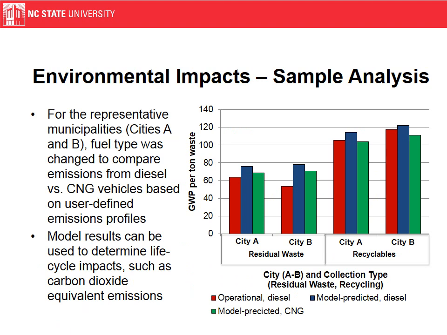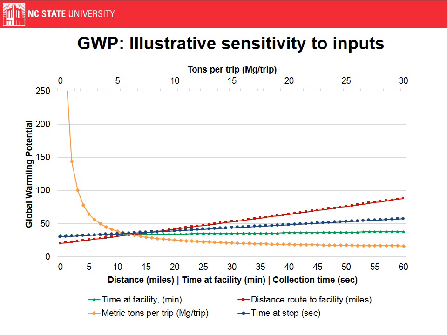This slide illustrates the operational value, which is simply the quantity of fuel reported to be used times the emissions parameters that I just mentioned, as well as the model predicted global warming potential for a diesel system and for a compressed natural gas system.